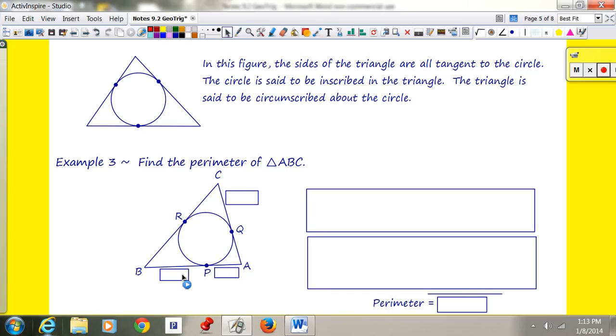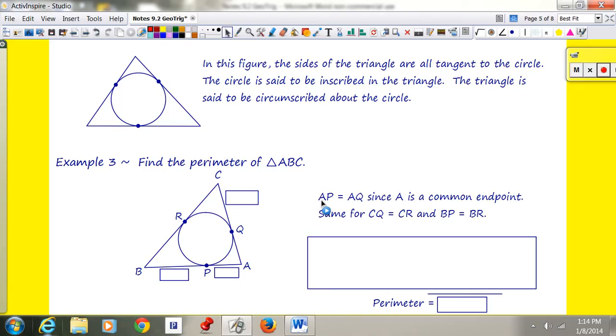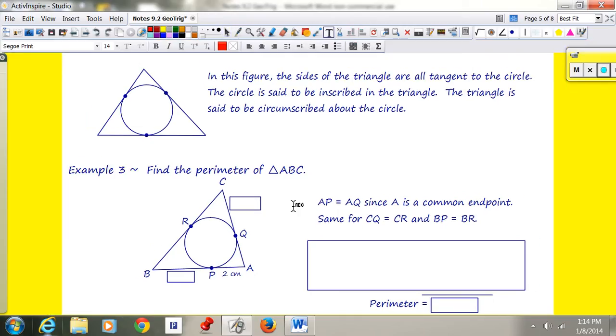And there are a few pieces that we're going to figure out. But we know from just the last activity that AP and AQ are equal because they have a common endpoint and they're both tangent. So if this piece is 2 cm, then this piece also has to be 2 cm. There's no other choice. They're both the same.